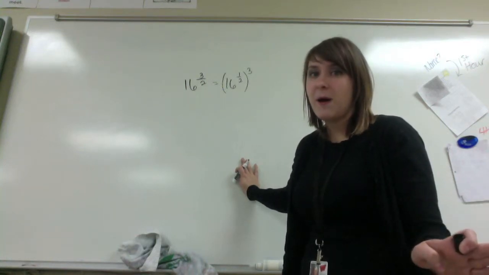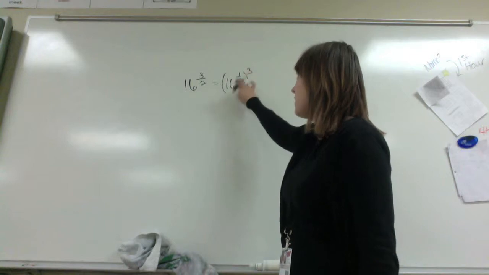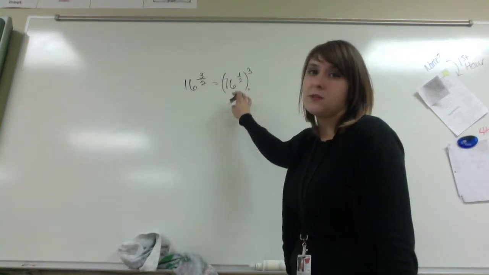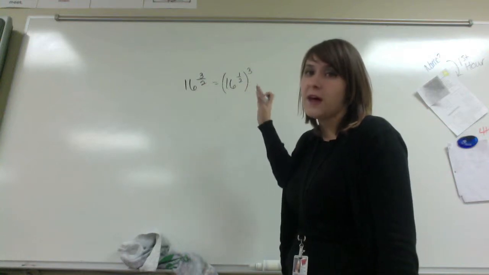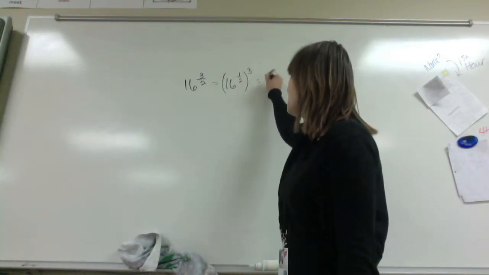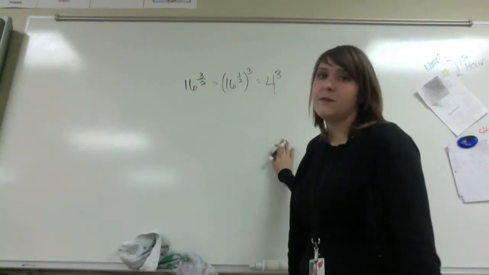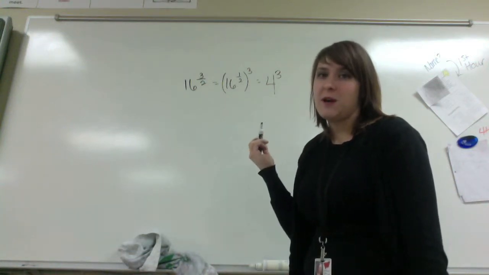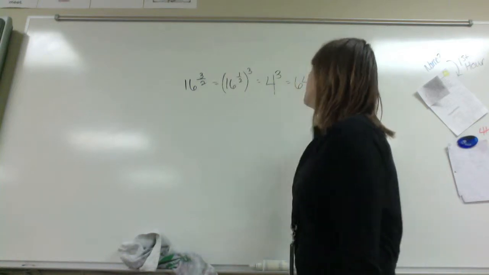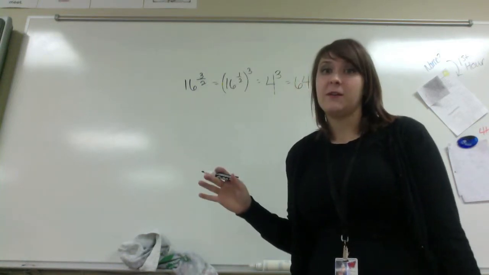So I used the power of power to split this power up into two separate powers. Now 16 to the 1/2, I know that that's just the square root of 16, which is 4. So this is going to be 4 to the 3rd. This should be memorized. 4 to the 3rd is 64. So I figured that out without a calculator.